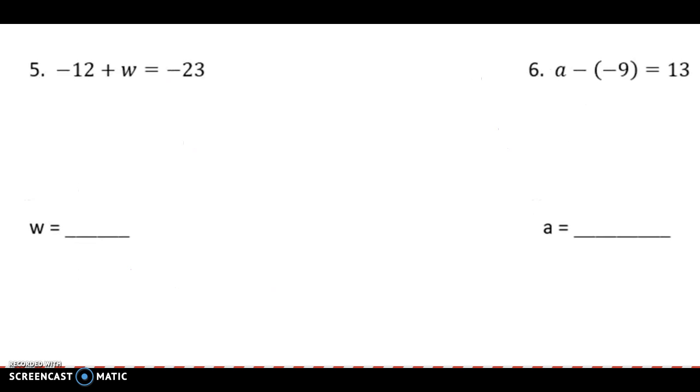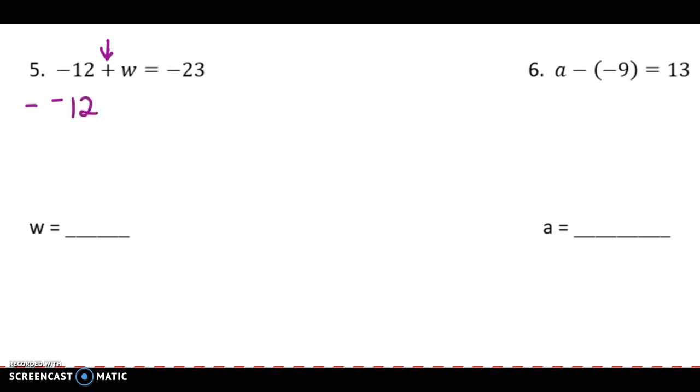Okay, so number 5 looks a little weird because we have a negative 12 plus w. So some people might think, oh, well, it's added. The opposite of addition is subtraction. So I'm adding a negative 12. I have to subtract a negative 12.